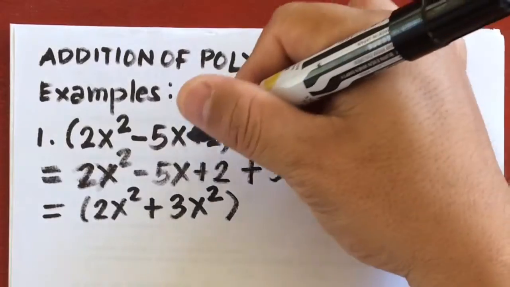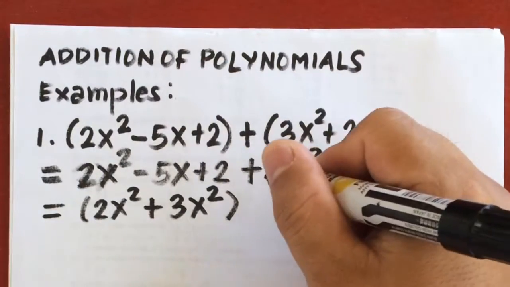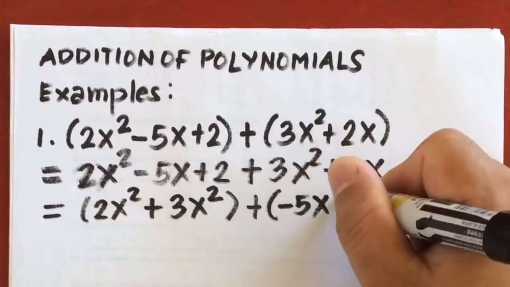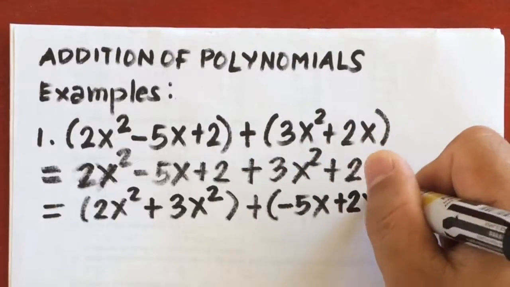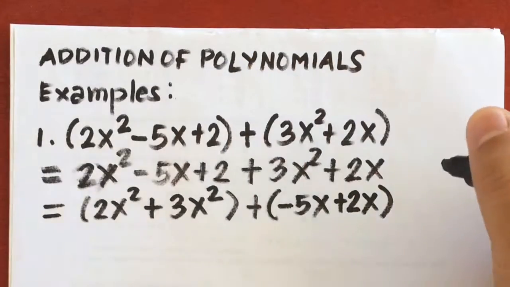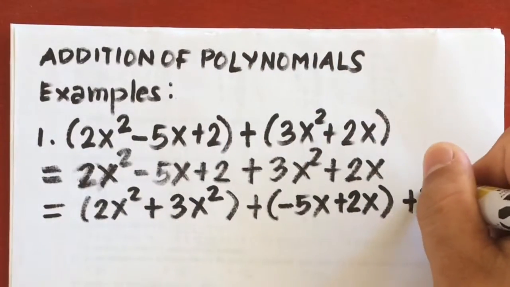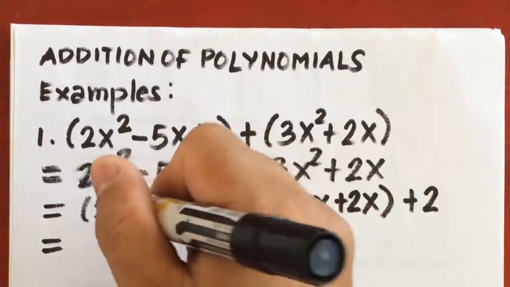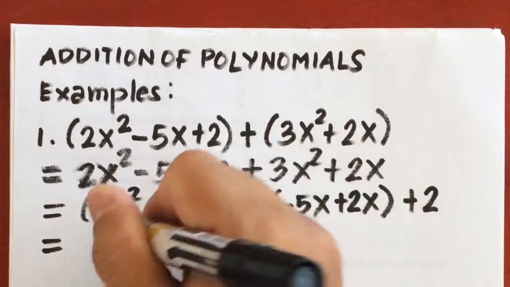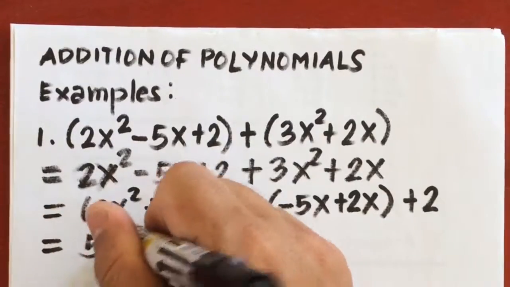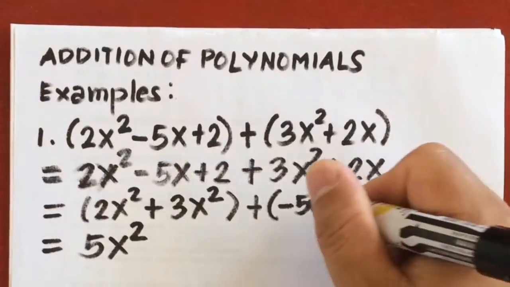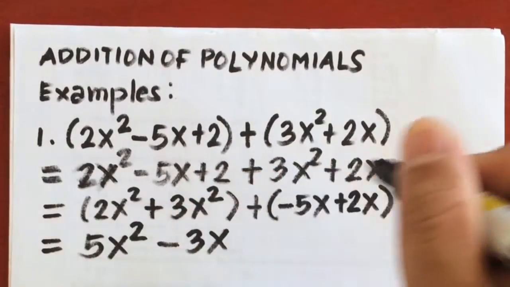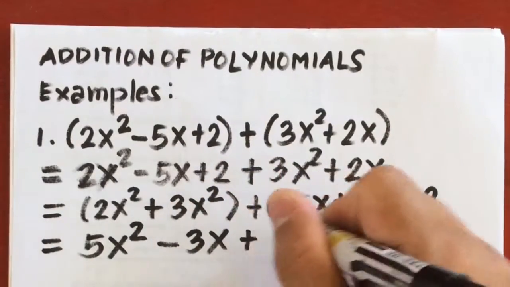Then we have here negative 5x and 2x. So you're going to have here plus negative 5x plus 2x. Then the remaining will be plus 2. So 2x squared plus 3x squared is 5x squared. Then negative 5x plus 2x is negative 3x. Then plus 2.